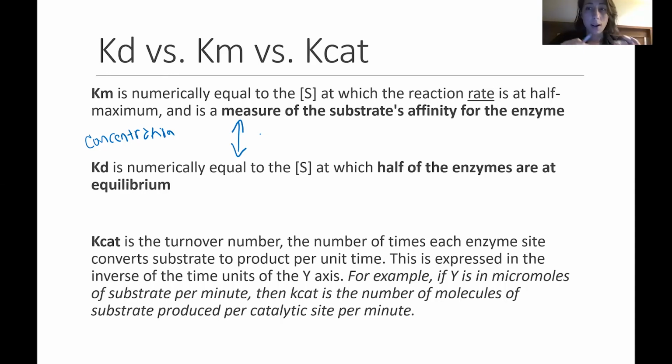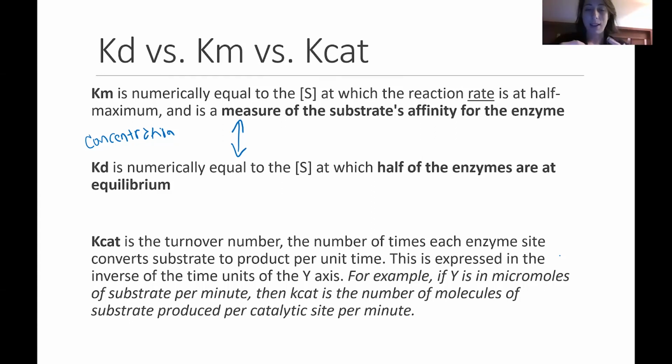There is one more constant we will talk about when talking about enzymes, and that is called kcat. This is also referred to as the turnover number. This is not a concentration. This is a rate. This is the number of times each enzyme site converts substrate to product in some time period. So it's how fast an enzyme turns over, or how fast it is able to take substrate and make it into product per some time unit.